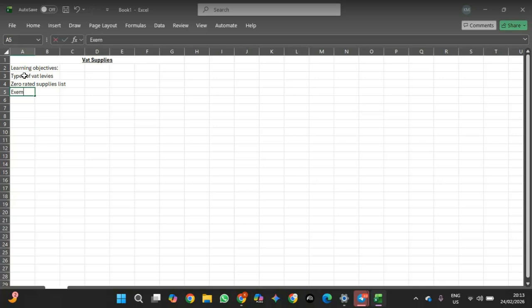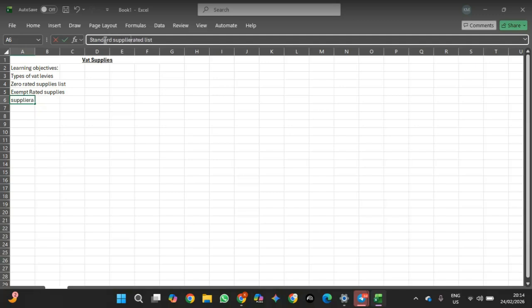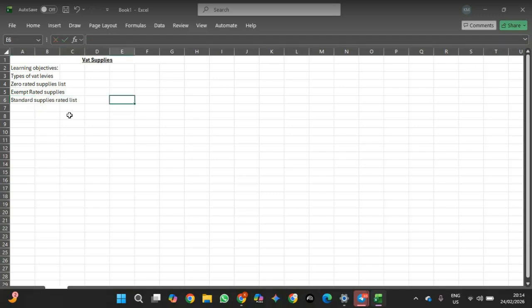Then you've got the exempt rated supplies. That's another objective that you have to have. And then the standard rated supplies list also. You need to know what items actually go into the standard rated supplies list, and the reasons why they fall under those categories, right? The items that are going to be there.